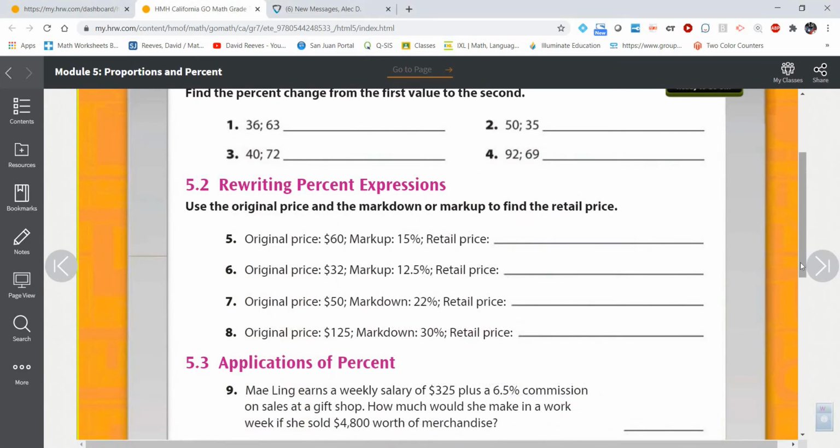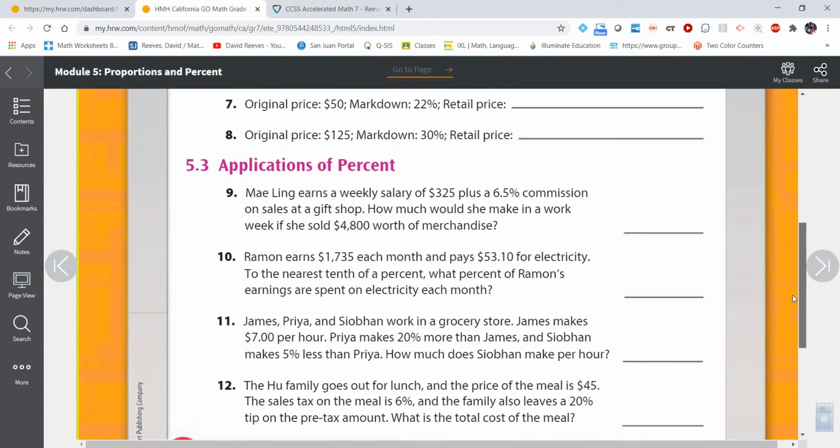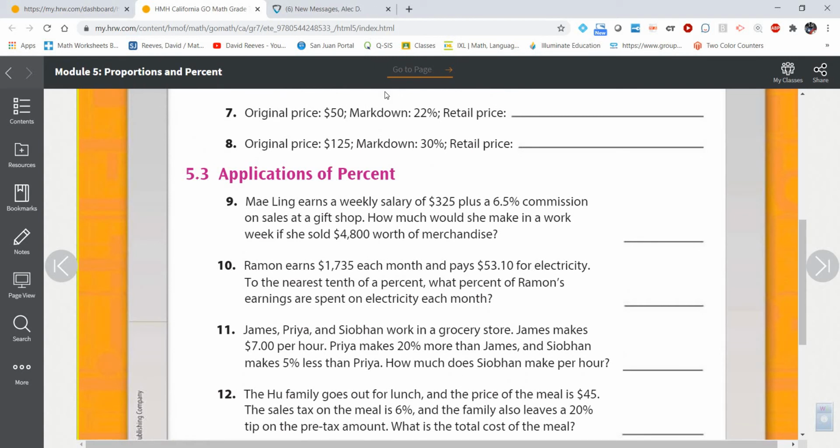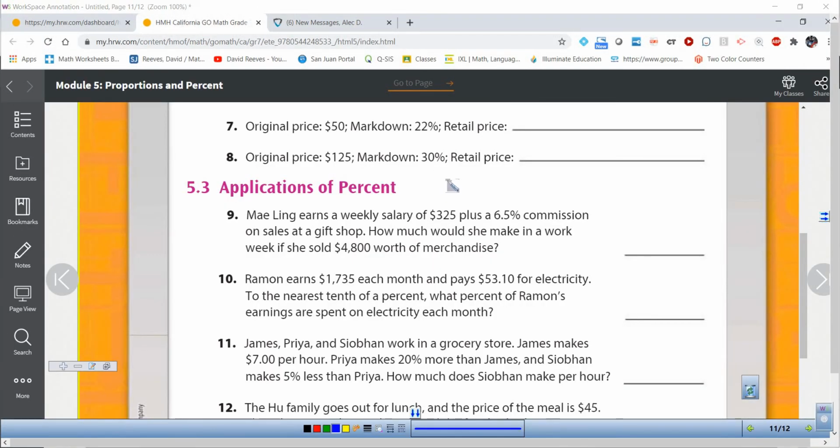And now finally to 5.3, applications of percent. Here we go. All right, Mei Ling earns a weekly salary of $325 plus 6.5% commission. How much would she make in a work week if she sold $4,800? All right, so what are we going to have? We're going to have her salary plus her percent times her sales. All right, that's how commission works.